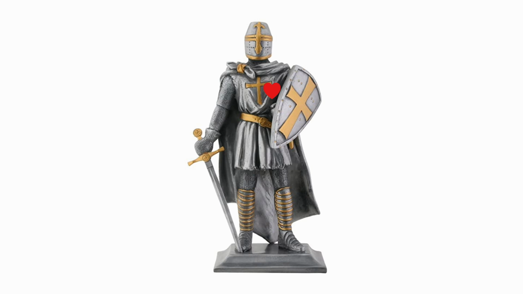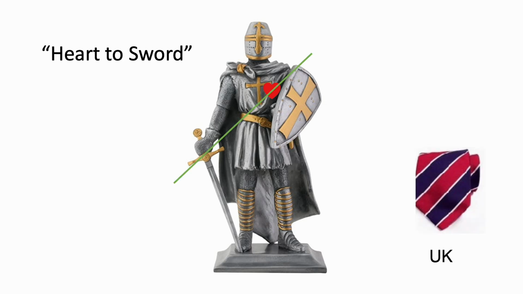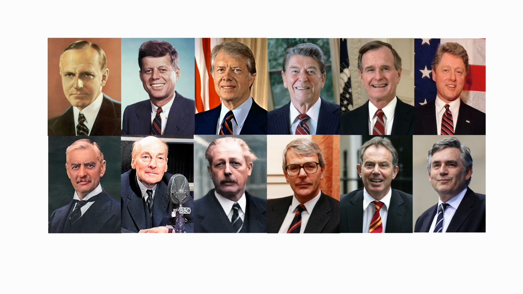Now, the conventional way to refer to the British tie stripe direction is to say heart to sword. Why is that? Because if we draw a line between heart and sword, British stripes have the same slant as a line drawn between heart and sword, as shown here. Let's take a look at a sample of US presidents and British prime ministers. I've missed out many, as not all were actually into striped ties. This illustrates they kept their tie stripe traditions.